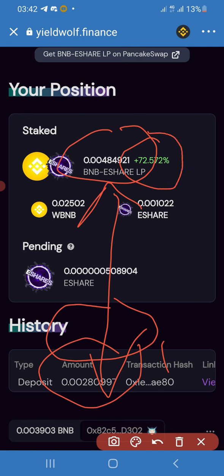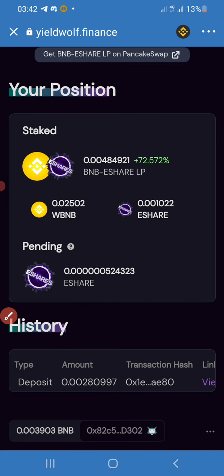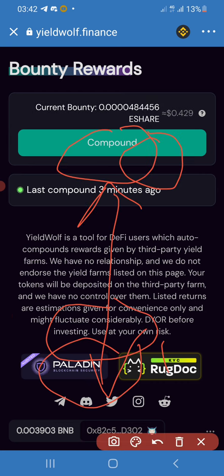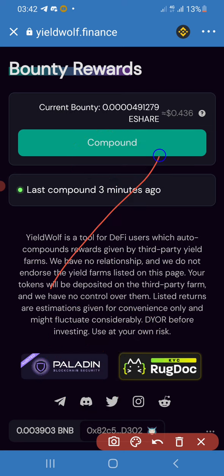72%. Okay, so it means the thing has been compounding for me. This is how you know that it's compounding. You see, it's compounding already. The last time it compounded was 3 minutes ago. So it means it immediately gave me my bounty here. This is my bounty here.